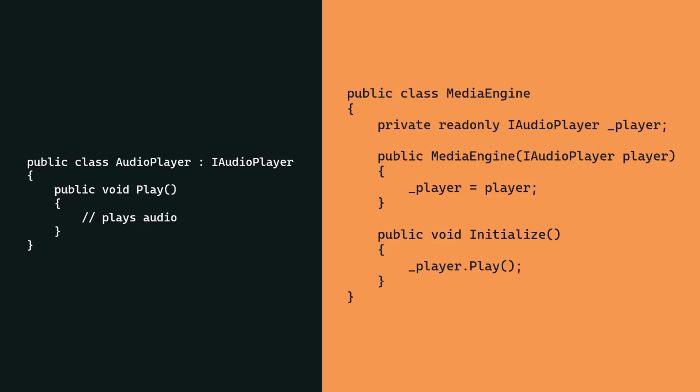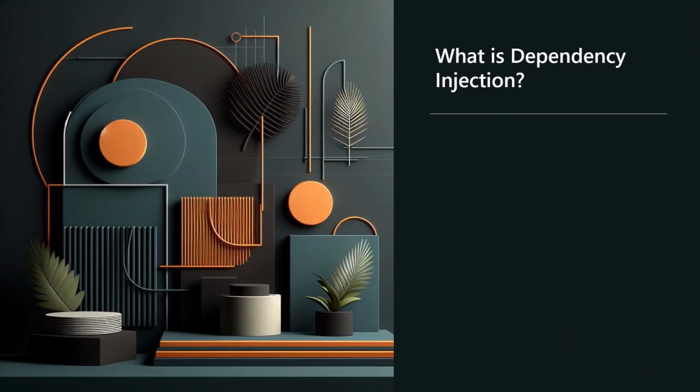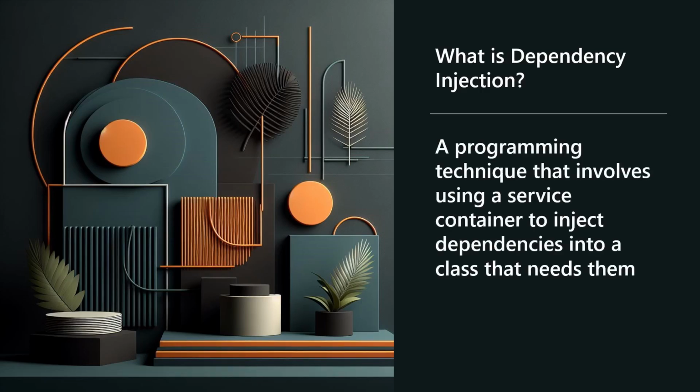Behind the scenes, the concrete implementation of the IAudioPlayer interface is created and injected into the MediaEngine class by the dependency injection container. So what is dependency injection? Based on what we've learned, we can define it as a programming technique that involves using a service container to inject dependencies into a class that needs them.